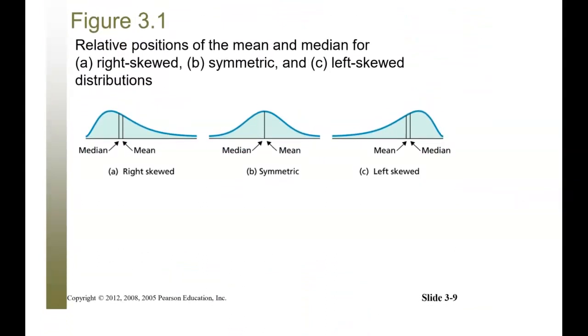When the mean and median are equal, we have a symmetric, nice normal curve. When our mean is pulled to the right due to some larger data values pulling it that way, we get right skewed data. When the mean is pulled to the left due to some smaller data values, we're going to end up with left skewed data.